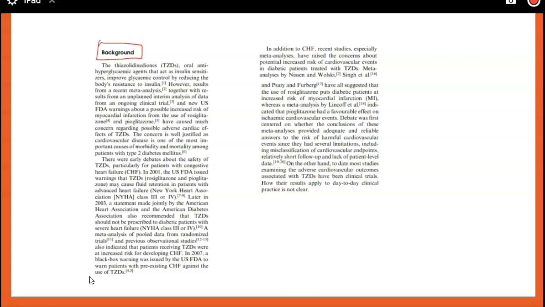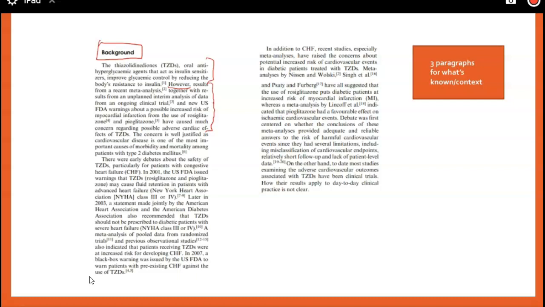So there are a couple of really good things going on in this introduction. All 3 paragraphs really provide that kind of overview of what's known and provide this context for the study. So in the first paragraph, it starts off with the general description of what TZDs are, and that they reduce the body's resistance to insulin. These are oral agents that act on insulin, and they improve glycemic control. However, meta-analyses recently have shown some, and other things, raise some concerns about possible adverse cardiac effects of TZDs, right?